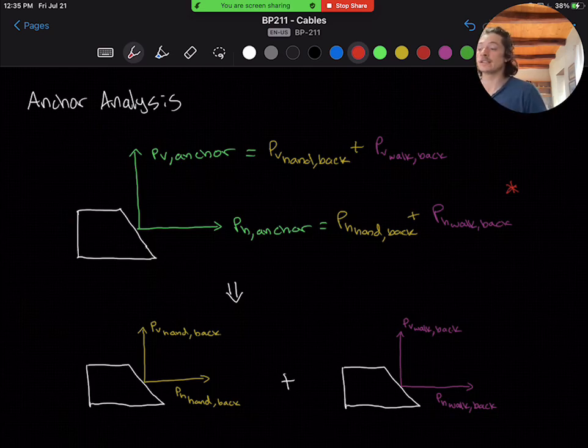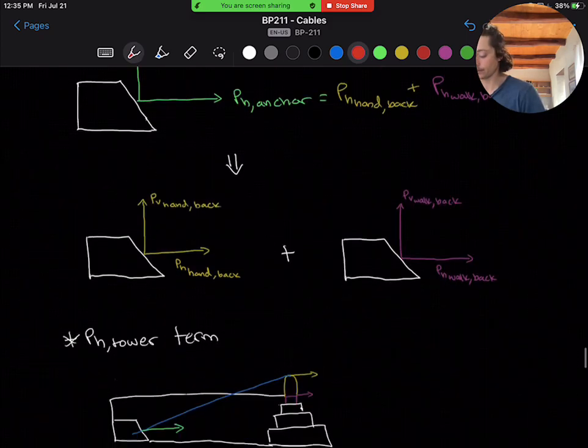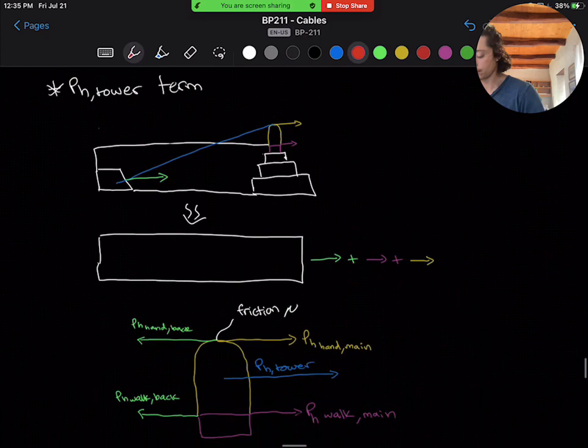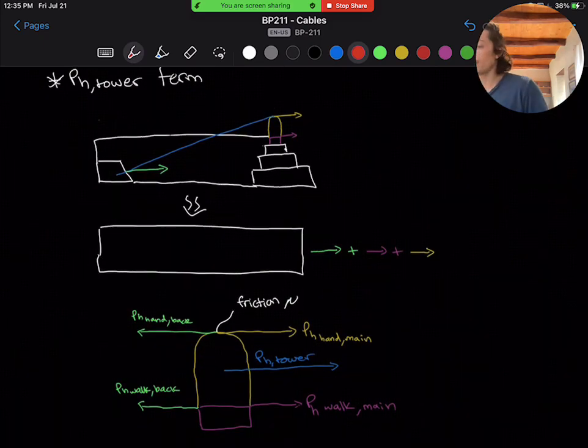And the second component of the anchor analysis is our PH tower term. This term can be a bit confusing, so it's helpful to explain with a free body diagram. To start, force flows from the walkway into the cables. And as the cables pass over the tower columns and walkway hump, the subforce dissipates into these via friction. These are labeled as the gold and magenta arrows here.